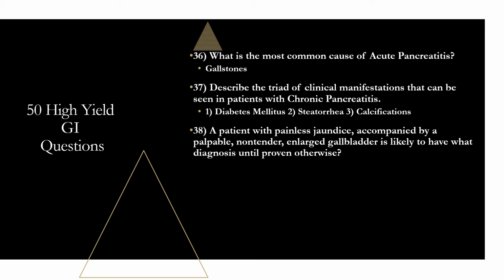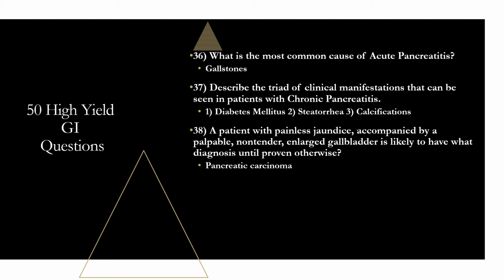what diagnosis until proven otherwise? So they have painless jaundice, palpable, non-tender, enlarged gallbladder. What diagnosis should you be thinking? That's going to be a pancreatic carcinoma. So that palpable, non-tender, enlarged gallbladder, this is known as Courvoisier's sign, along with the painless jaundice.